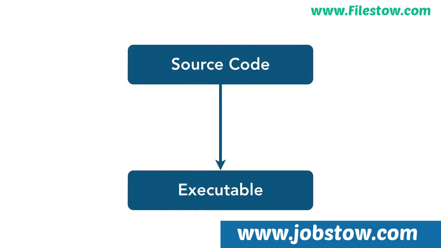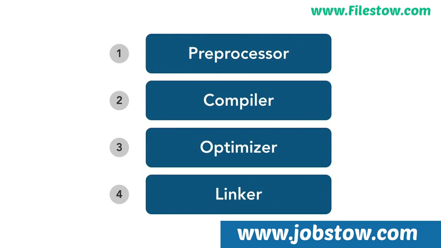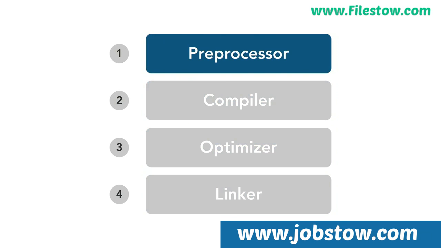In order for your source code to become an executable program, it needs to first be compiled. This process is really a combination of several processes: preprocessor, compiler, optimizer, and linker. Each of these steps is separate and distinct, even though they're often invoked with one command. In this chapter, we're concerned with the preprocessor.